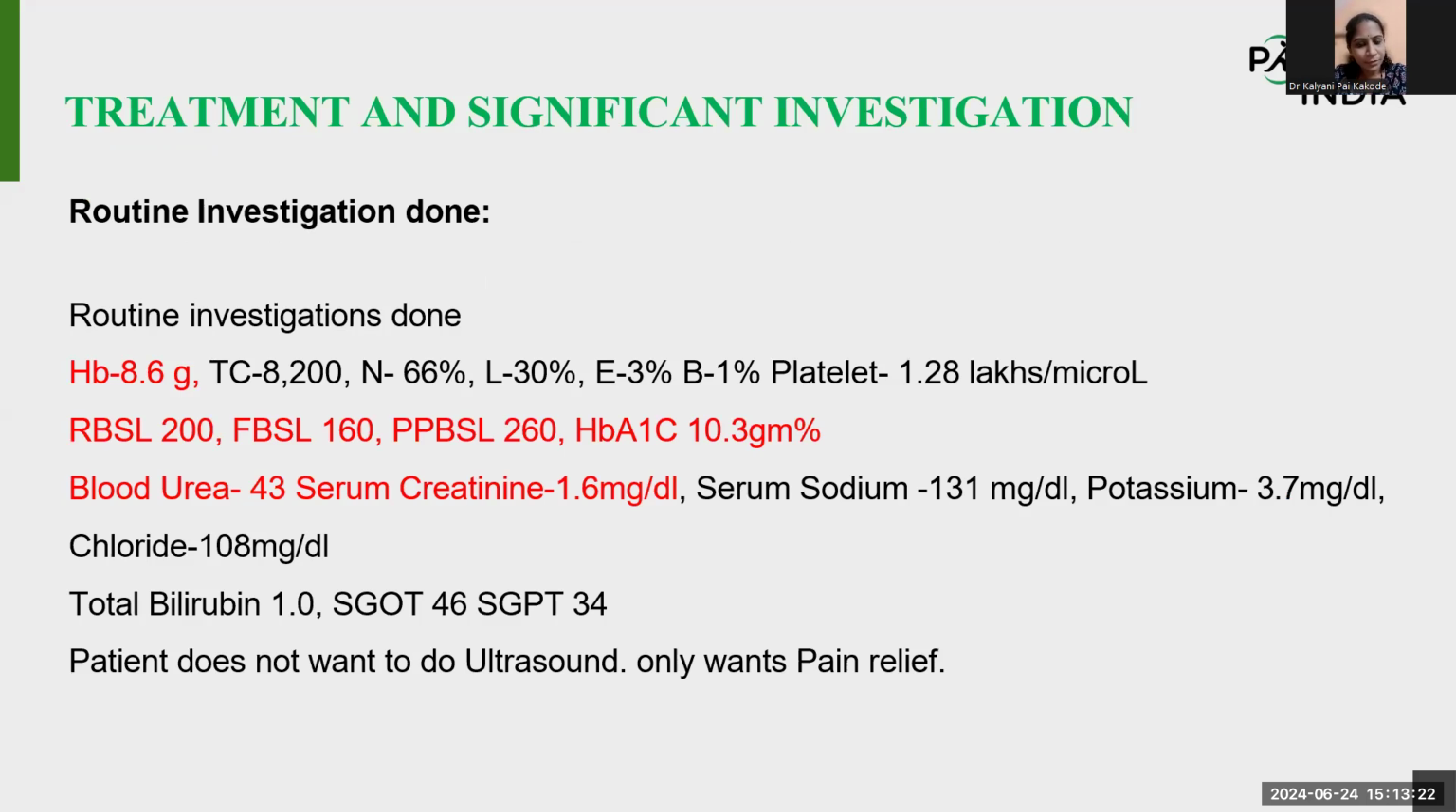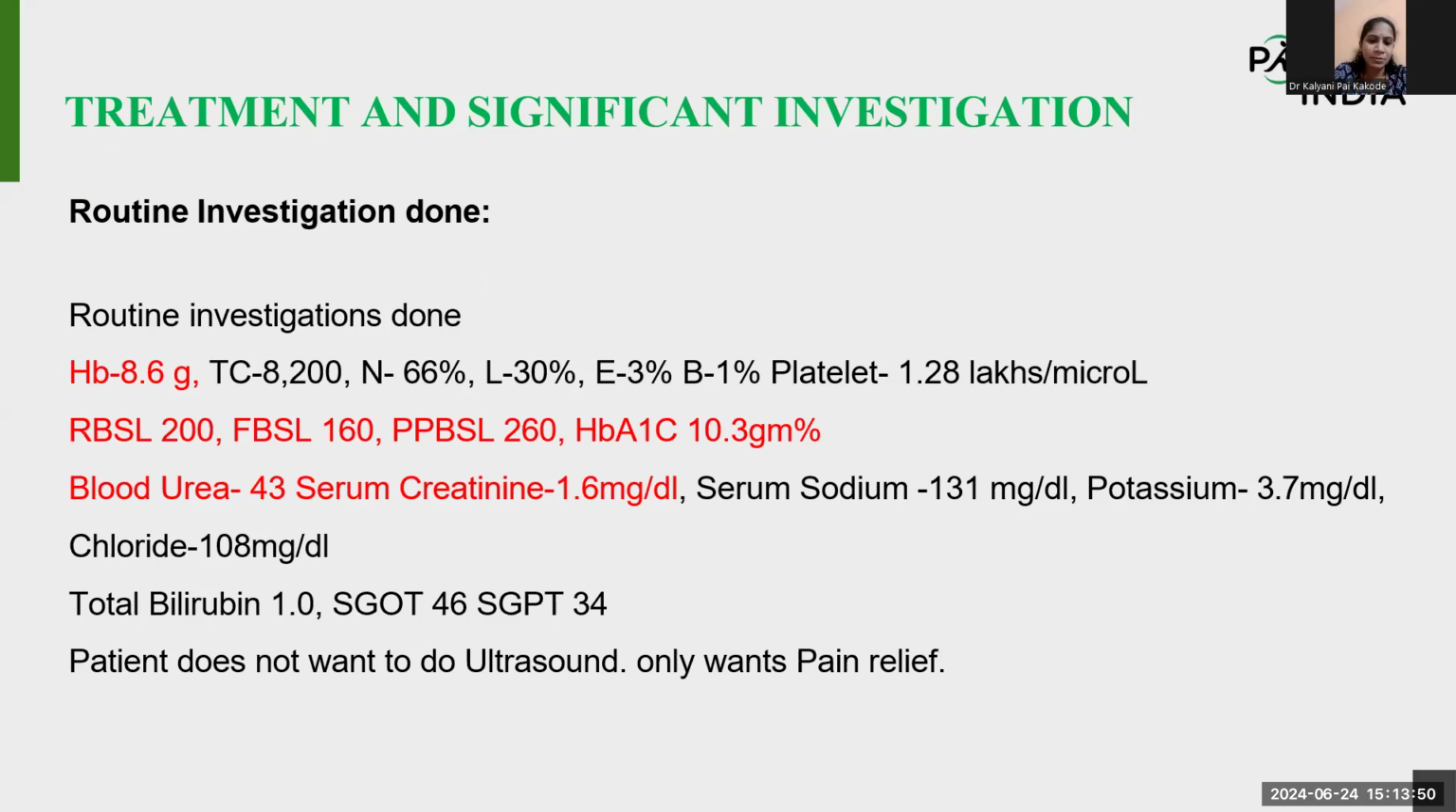So we did some examination, and I would like to mention here that as this is a primary health setup, we do not have an ultrasound. On the routine examination, we found that hemoglobin was 8.6, that is, she was anemic, and the diabetes status was uncontrolled. RBSL was 200, FBSL 160, and postprandial was 260. Her HbA1c was 10.3.